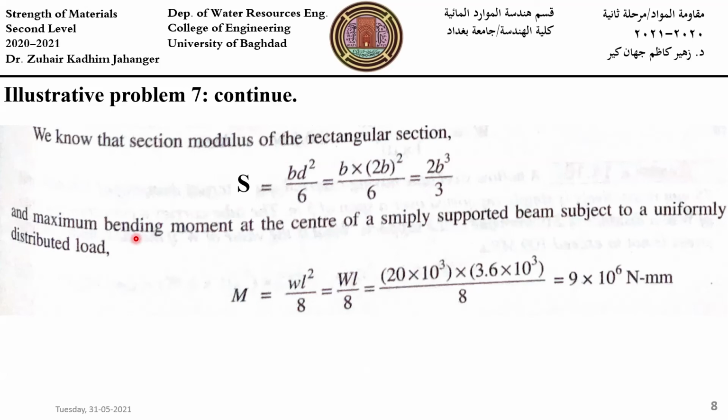And the maximum bending moment at the center of a simply supported beam subject to a uniformly distributed load is M equals WL square over 8.